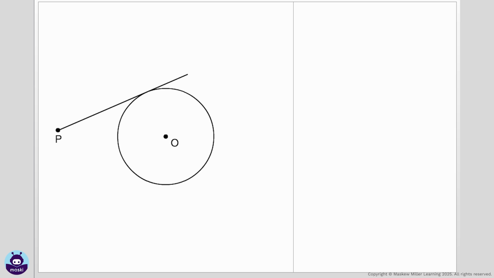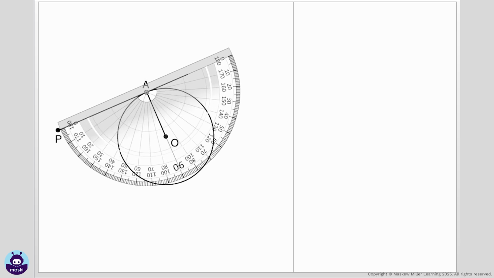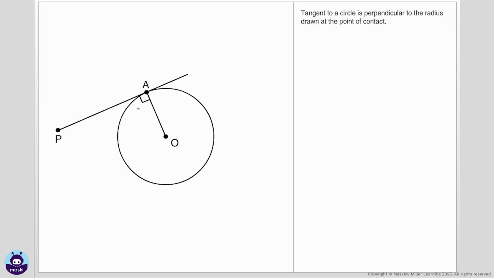Equation of a tangent to a given circle. Consider a circle with center O. From any point P outside the circle, we draw a tangent to the circle, intersecting the circle at point A. Let us draw the radius at point A and measure the angle OAP. We find that the measure of the angle is 90 degrees.